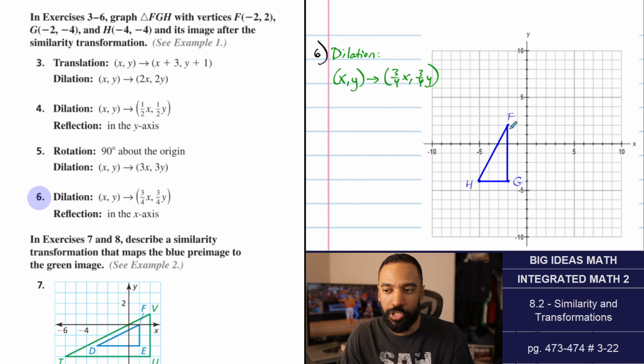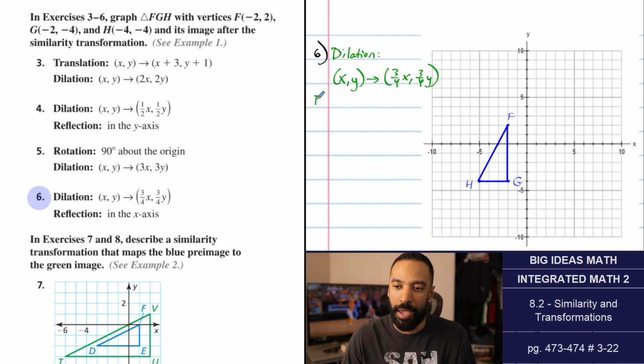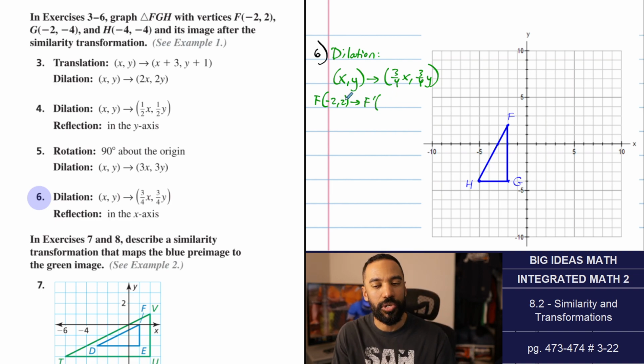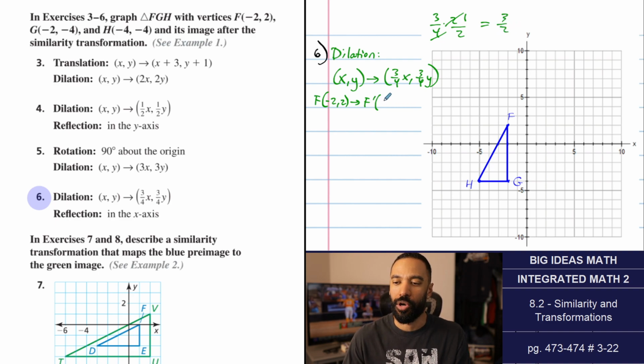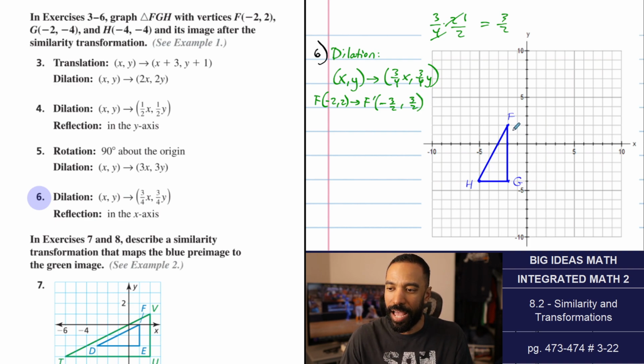What's 3/4 of 2, right? It might help to write these. F was at -2, 2, and F prime. What's 3/4 of 2? 3/4 of 2, 2/4 is 1/2. So that's 3/2. So -3/2, 3 halves. That's negative 1.5 comma 3 halves. So negative 1.5 comma 1.5 like that.